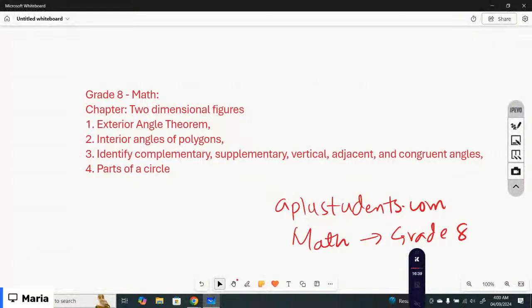We're going to start with the chapter two-dimensional figures. The lessons we're going to cover today are exterior angle theorem, interior angles of polygons, identify complementary, supplementary, vertical, adjacent, and congruent angles, and then parts of a circle. So please make sure you have your notebook and pencil so that you can note down the important examples and definitions as well.